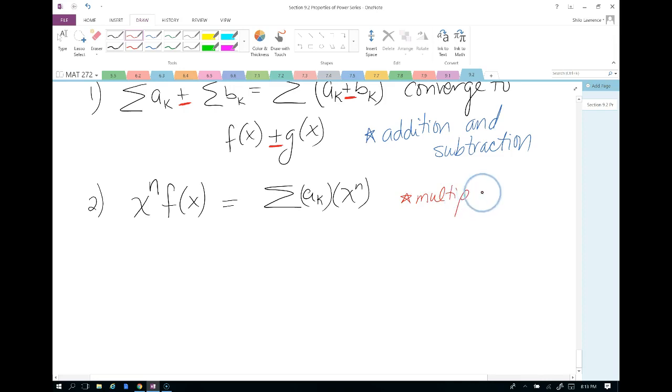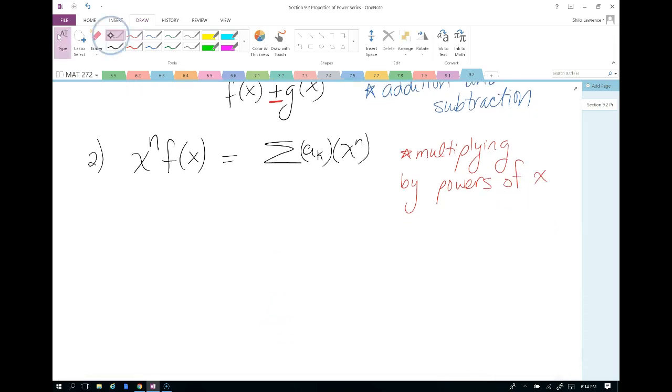So this works for multiplying by powers of x. Now you can't decide you want to multiply by a cosine or an e to the x. That won't work. It's only if it's x to a power. And the third thing we can do is composition.